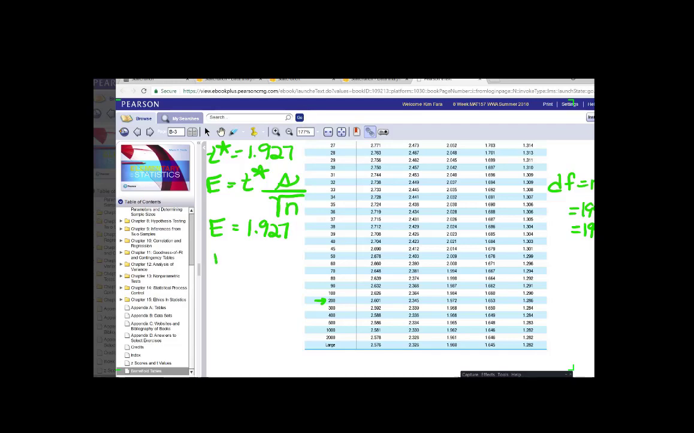So 1.927 times my sample standard deviation, 6.6, divided by the square root of 195. When I do that math, I get 0.910.